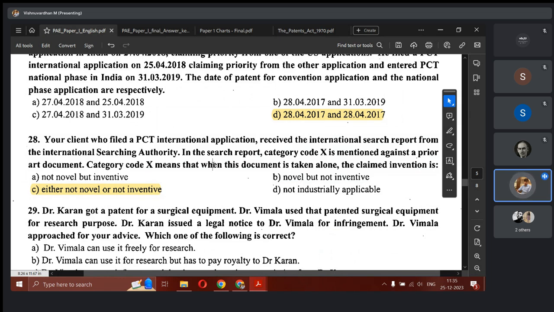So basically what the ISR report gives you is, if they give you an X category citation, it doesn't mean that its novelty is not there or inventive step is not there. It just means that one single document can defeat either your novelty or your inventive step. Y means that two documents when combined can either defeat your novelty or your inventive step. Whenever two documents are combined, it can't be novelty, it always has to be inventive step only. So X is generally for novelty or inventive step, so it can either be novel, not novel or not inventive. And Y, in general 99% of the time, is always for inventive step. So C is the correct answer.